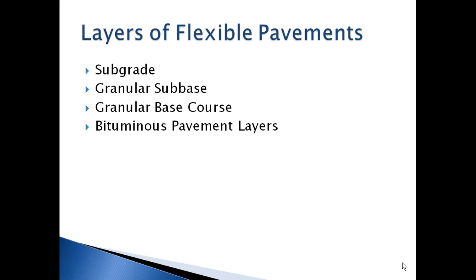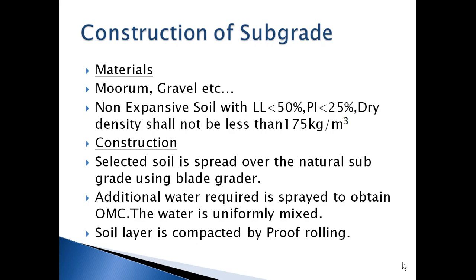Moving on to the fourth module of Transportation Engineering 1, the first topic is about construction of flexible pavements. As you all know, flexible pavements are made up of four basic layers. They are subgrade, granular subbase, granular base course, bituminous pavement layers. So first let's move on to the construction of subgrade.